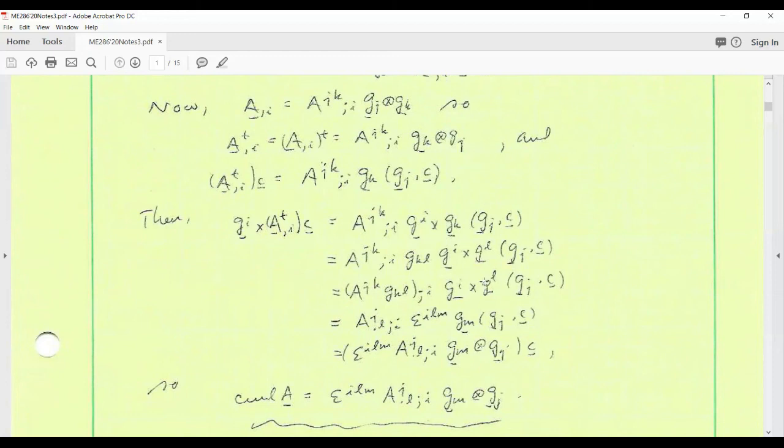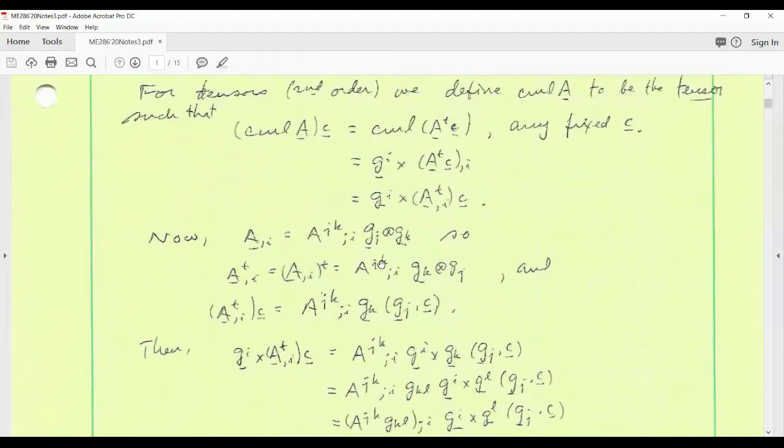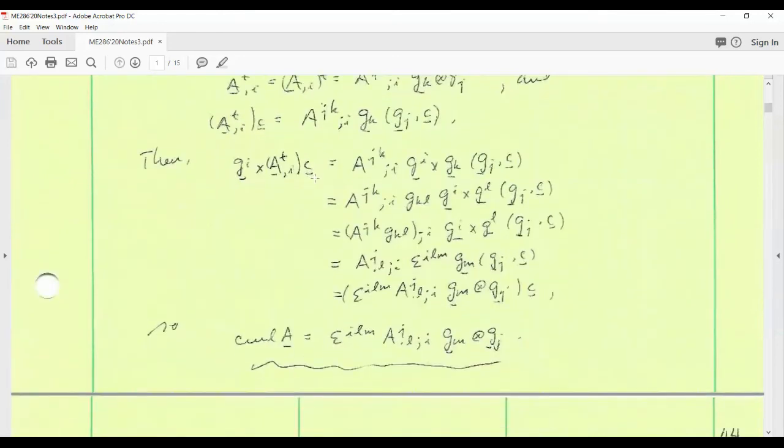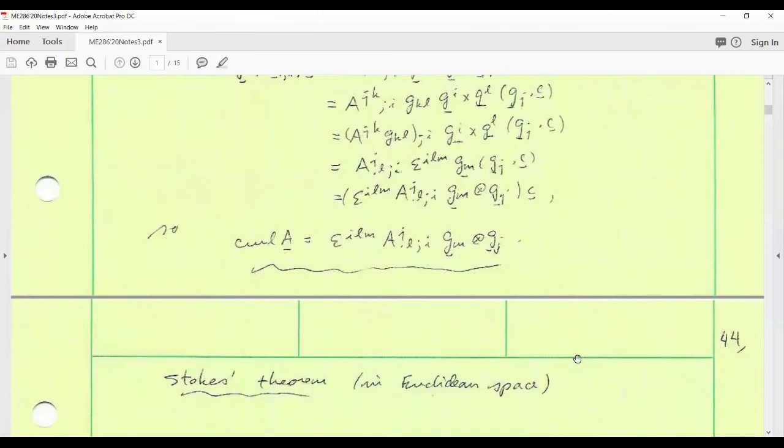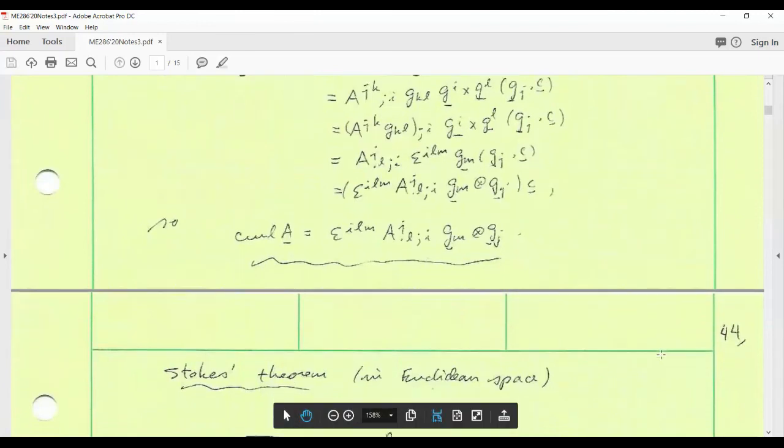Then this g^i cross g^l is the permutation, now tensor, permutation tensor epsilon^ilm g_m. And I carry this term. Now I can extract a tensor product operating on c, right? And compare both sides, compare this to the definition here on top, using the fact that c is arbitrary, and I get immediately this expression for the curl of a tensor field. Okay? And we'll make extensive use of it later on.